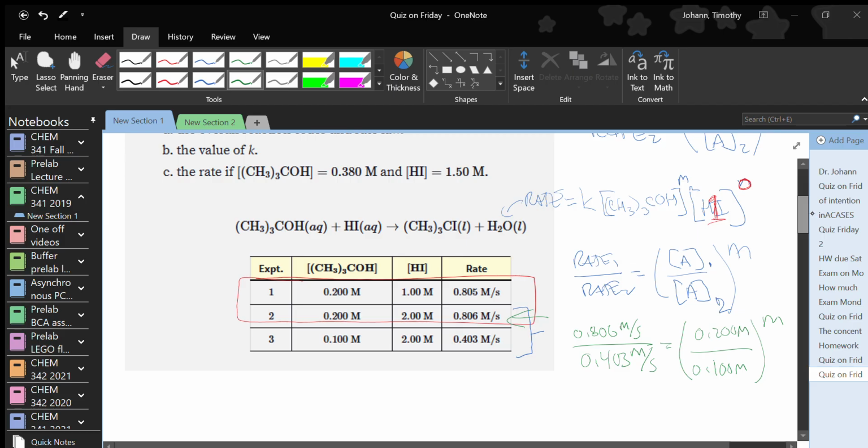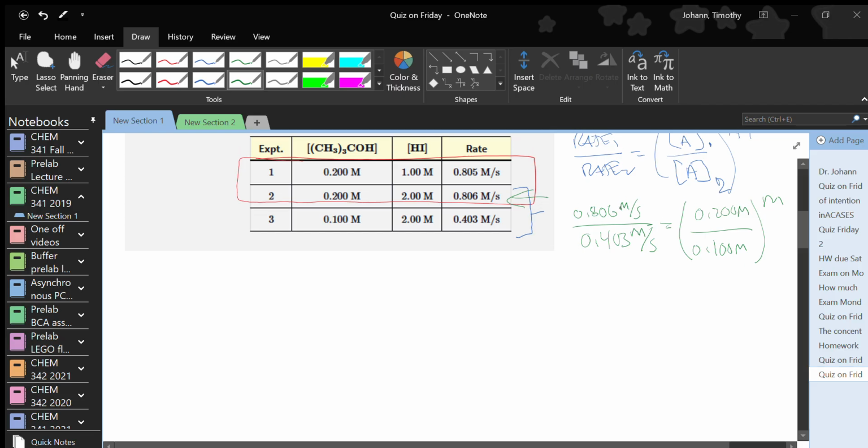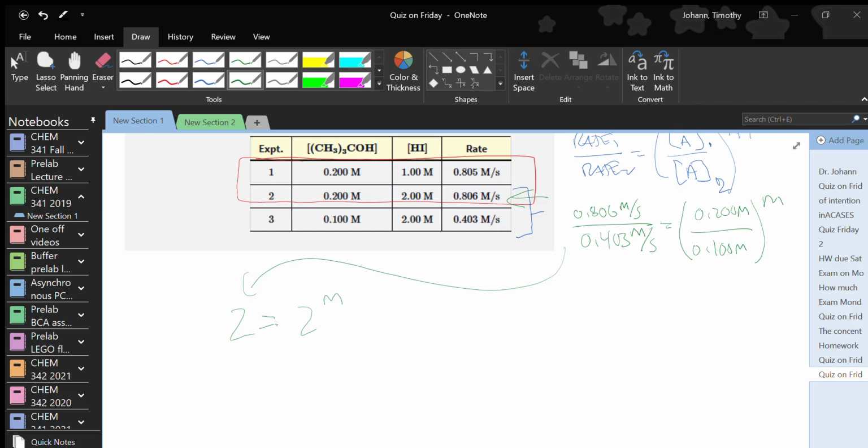If I take this first one, let's take the left-hand side of the equation. What if I divide 0.403 into 0.806? I get 2, right? You guys see that? So this becomes 2 is equal to, what is in the parentheses? 0.2 divided by 0.1, what do I get? I get 2 to the m. Okay, so what's m going to be? 1.